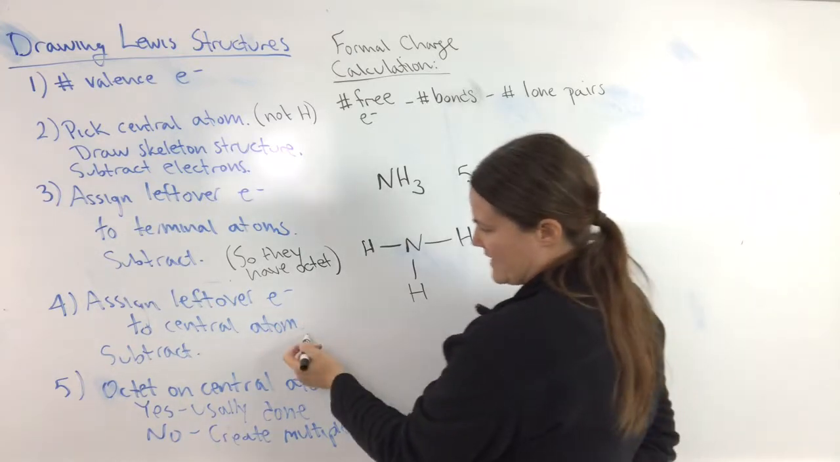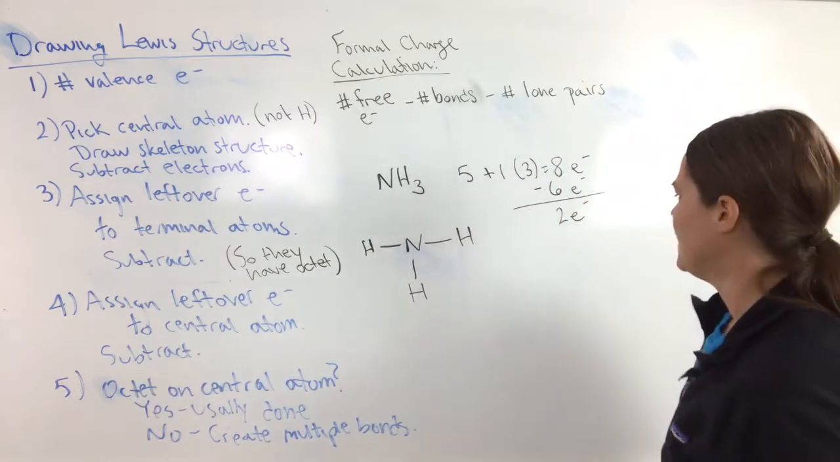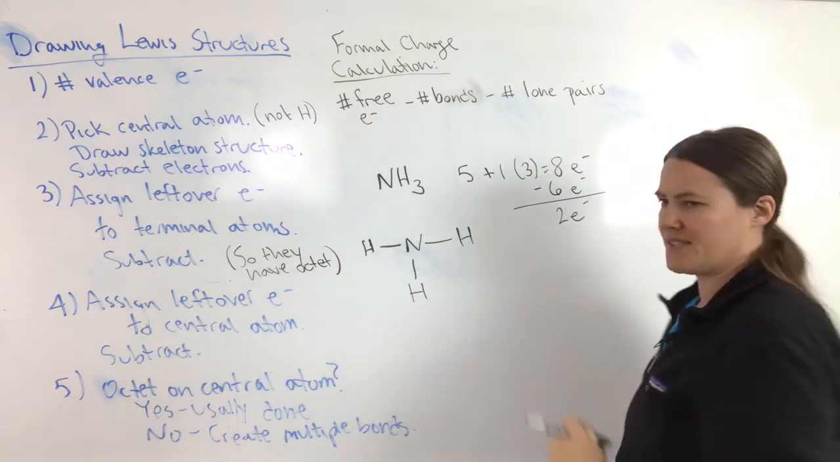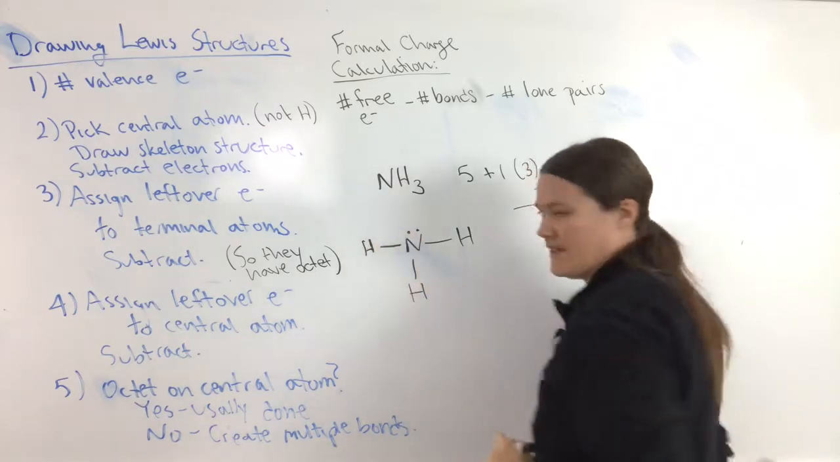So now we go to the next step: assign leftover electrons to the central atom. We still have 2 more electrons that we need to assign, so we're going to go ahead and put those on the nitrogen.